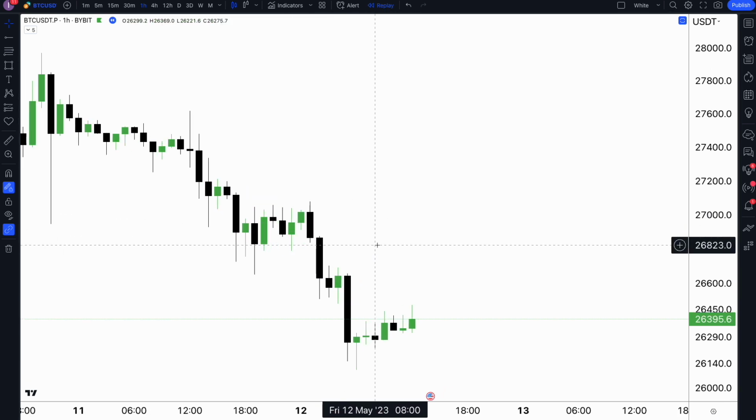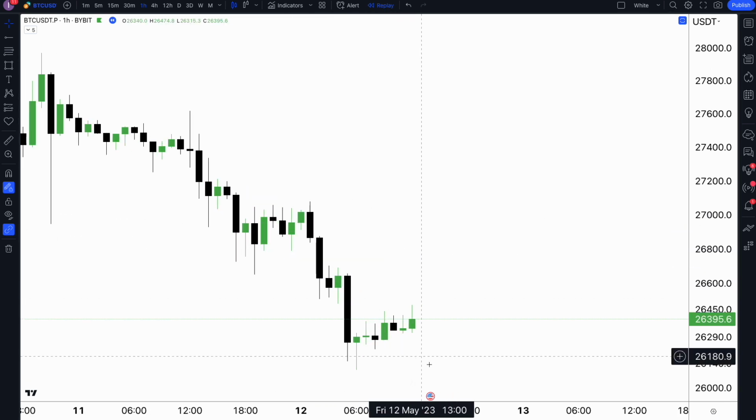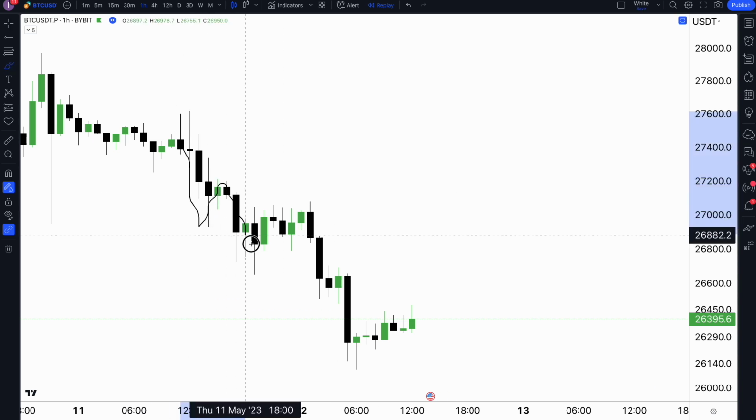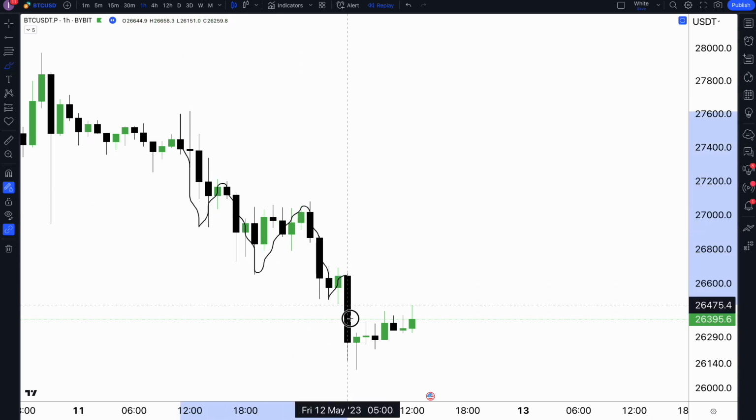So the first thing that we need to identify is the market structure. Here we can see that price is in a clear downtrend, making lower highs and lower lows.